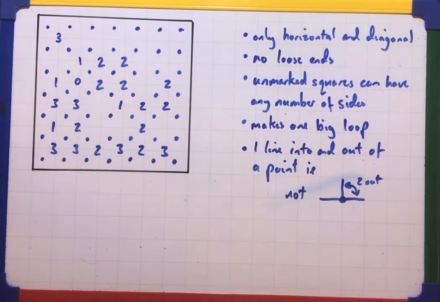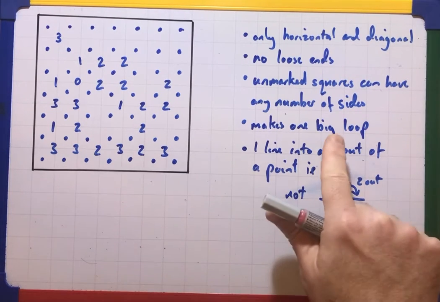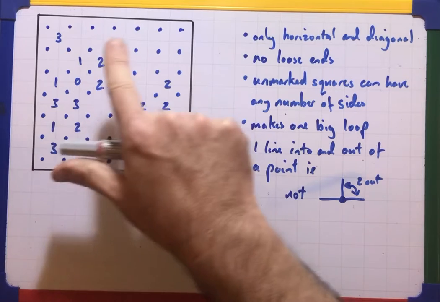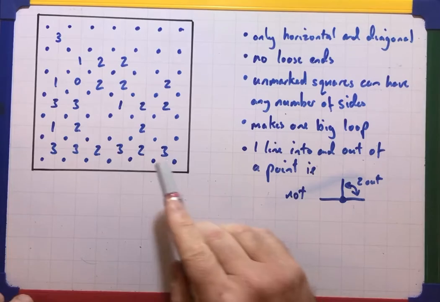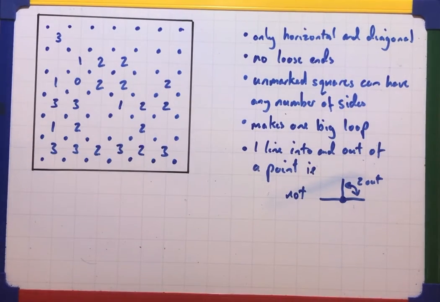Unmarked squares, they simply haven't told you how many of those are lines and how many aren't. So you have to work that out. In the end, this will make one big enclosed area on the way round, okay? It doesn't lead to separate areas. You'll see that there'll be one big area. Okay, let's have a little look.